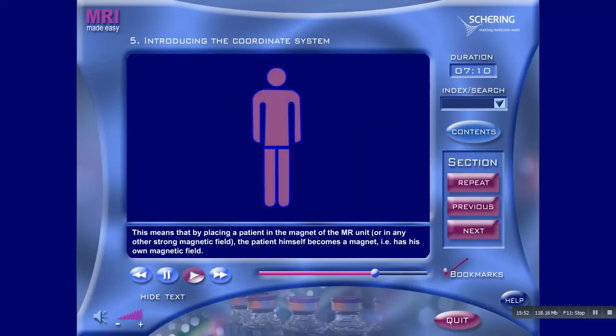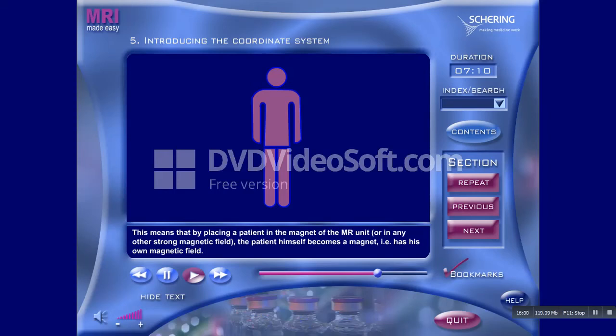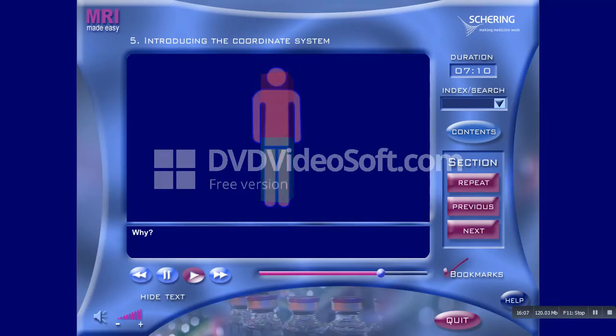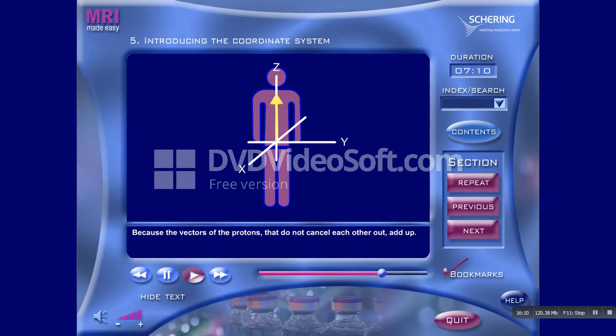This means that by placing a patient in the magnet of the MR unit, or in any other strong magnetic field, the patient himself becomes a magnet. In other words, he has his own magnetic field. Why? Because the vectors of the protons that do not cancel each other out add up. As this magnetization is longitudinal to the external magnetic field, it's called longitudinal magnetization. This new magnetic vector is important because it is the one that may be used to get a signal.